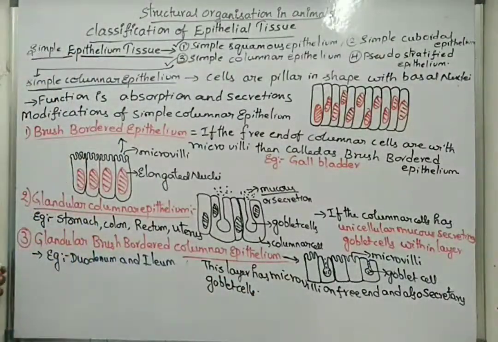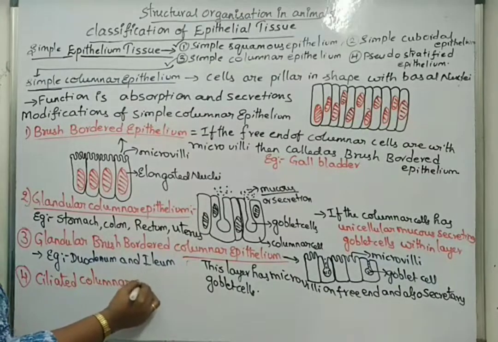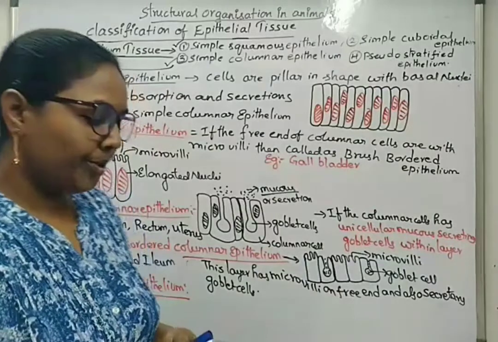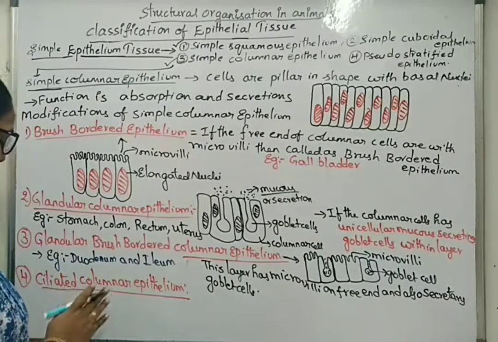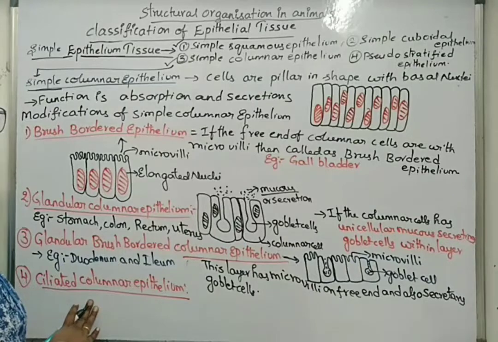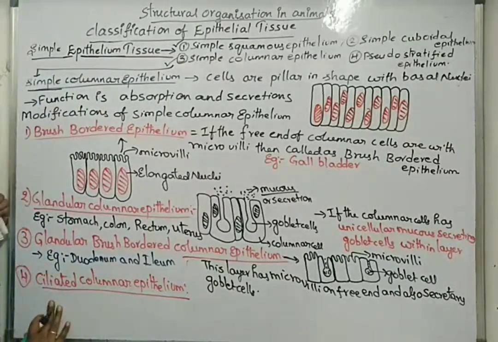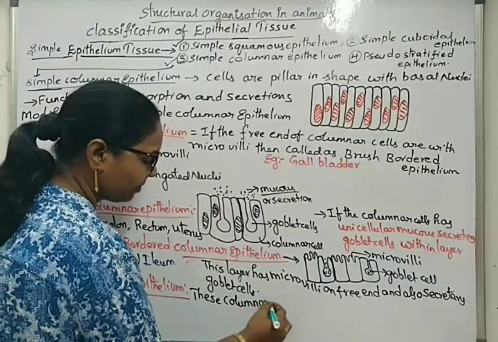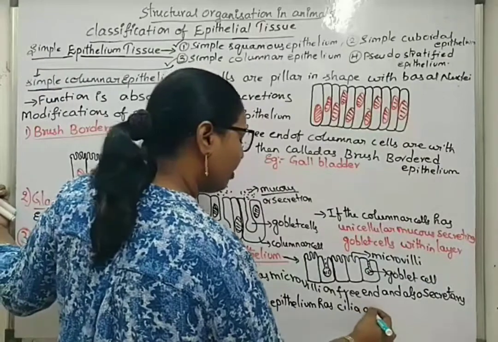The fourth type is ciliated columnar epithelium. In the fallopian tubes and in some cells of the brain ventricles, the ependymal cells, ciliated columnar epithelial cells are present. These columnar epithelial cells have cilia on the free end.